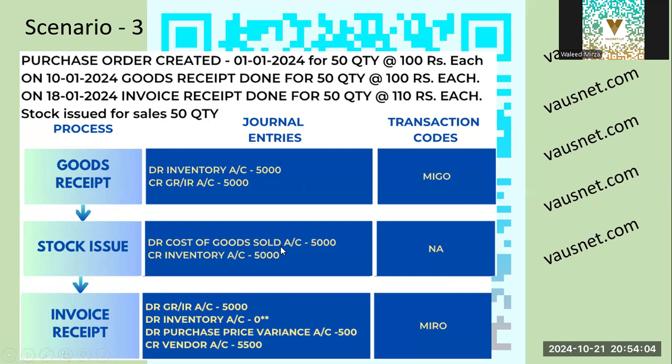Cost of goods sold debit, credit inventory 5,000. So it is all knocked out. GRIR account is knocked out. Inventory account is already 0. Okay. Purchase price variance account is debited with 500 because of this 10 per piece difference, and the vendor is credited. So we have vendor credit, but inventory is already 0.